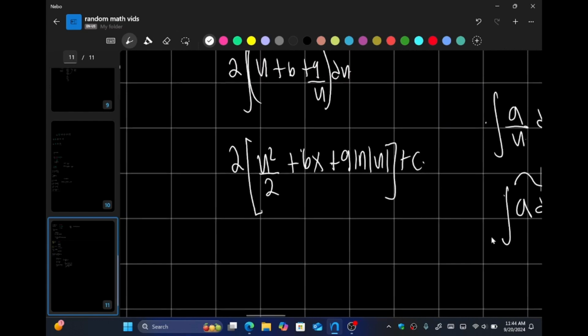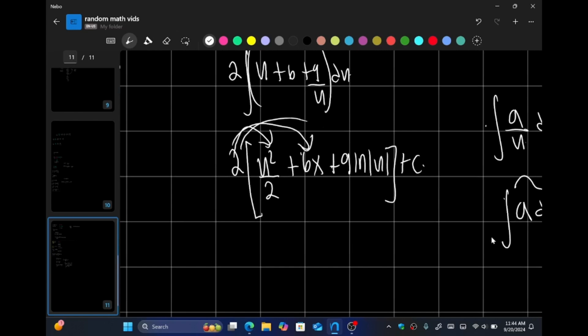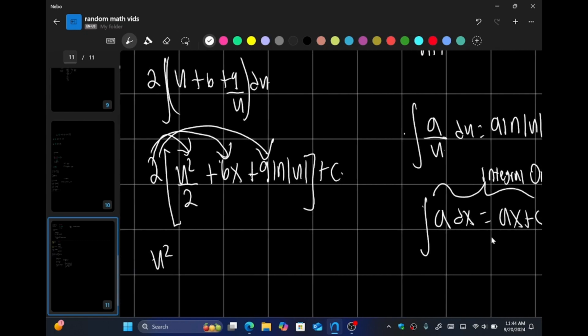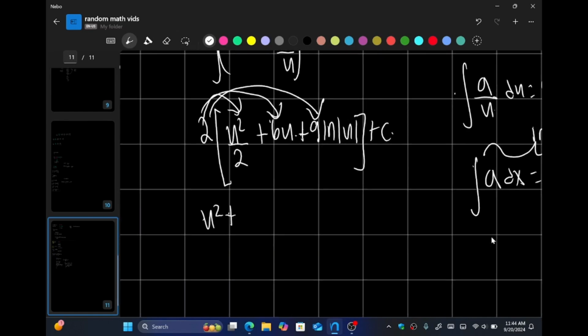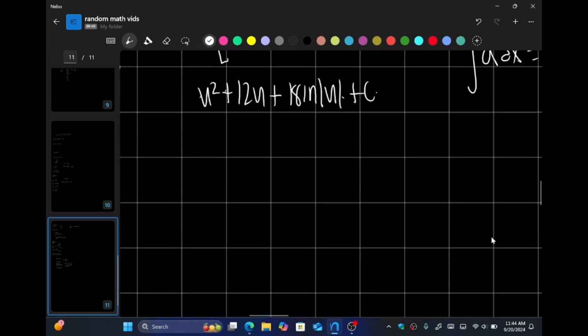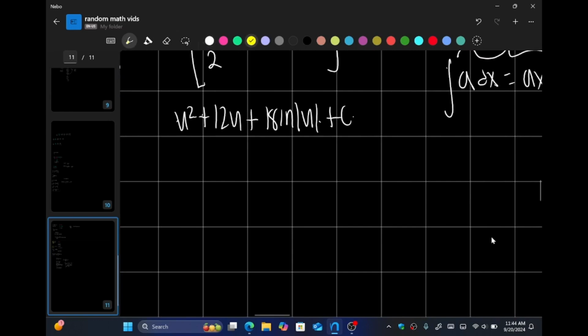We're going to go ahead and distribute the 2, so let's just do that. So we have u squared, and actually, I'm sorry, I meant to say plus 6u, not 6x. Plus 6, so it's going to be plus 12u, right? And then plus 18 natural log of absolute value of u, plus constant of integration c. We know that u itself was square root of x minus 3.